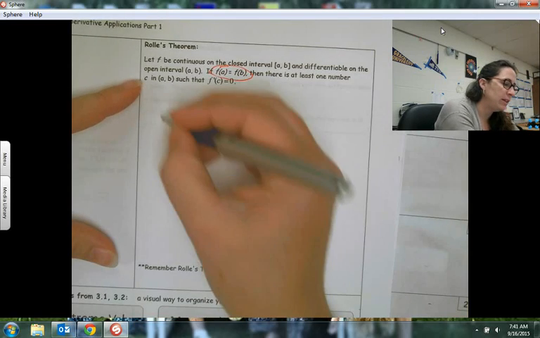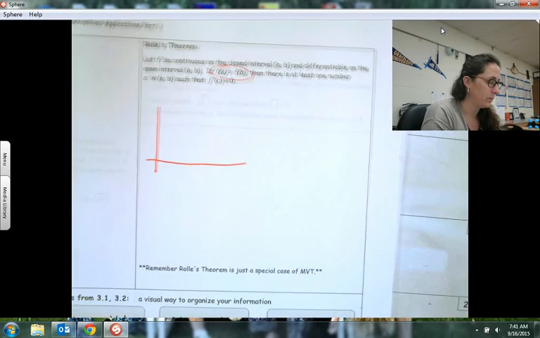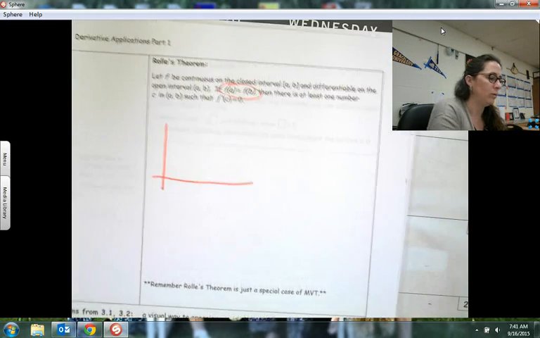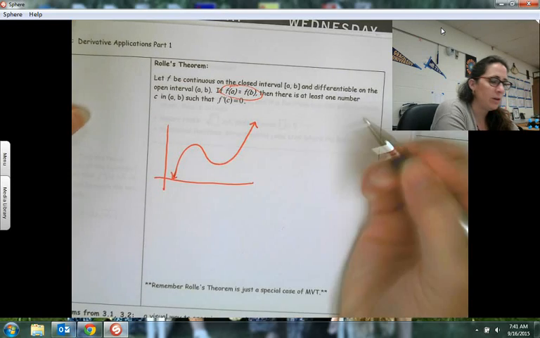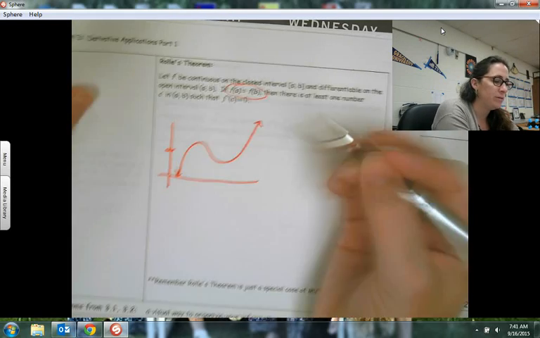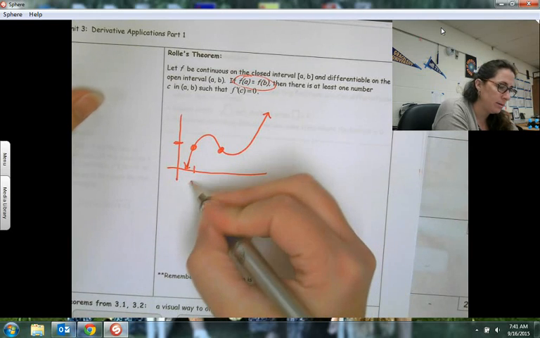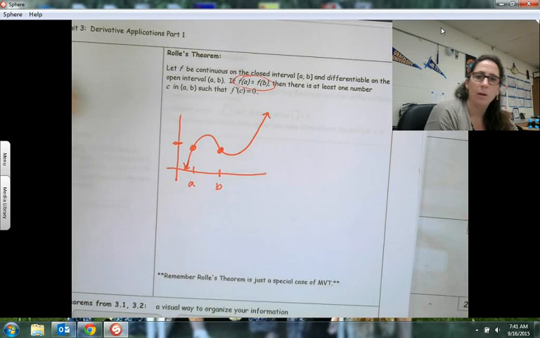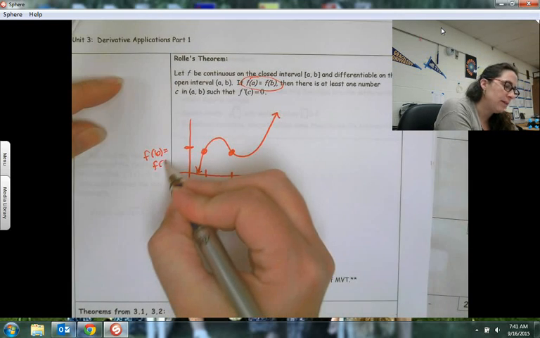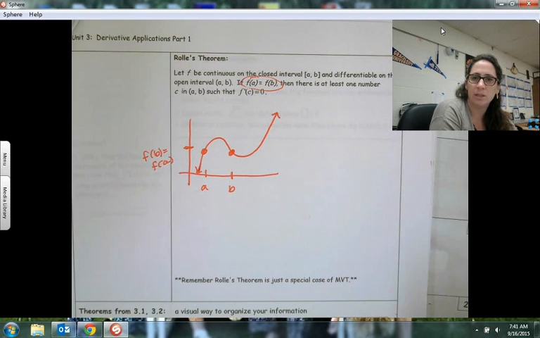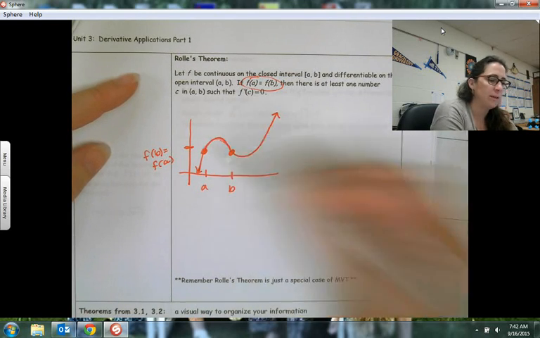So if I look at my graph that was pretty similar, let me see how I do that again. Okay, I think I do it something like this. So let's pick where I get two values that are the same, like here and here. So this f of b now equals f of a, with all the other conditions: it's continuous on the closed, it's differentiable on the open.